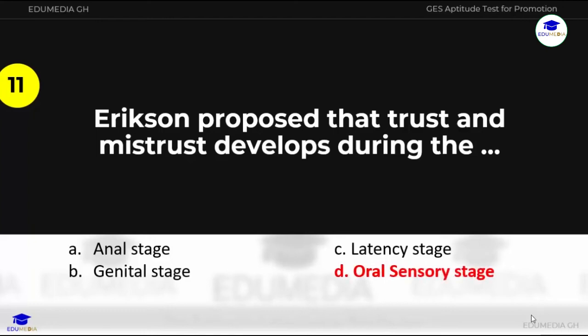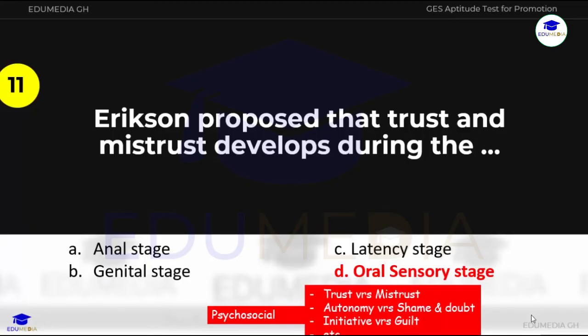Oral sensory stage. Erik Erikson developed a theory known as psychosocial. He developed this theory because he believed that people in the process of development are influenced by many kinds of psychosocial and social factors. He compounded the following: trust versus mistrust, which is normally from birth to a year; autonomy versus shame and doubt, which is within the range of a year to 3 years; initiative versus guilt, that is between 3 to 6 years; industry versus inferiority, 6 to 12 years; identity versus role confusion, which is 12 to 18 years, and so on and so forth.